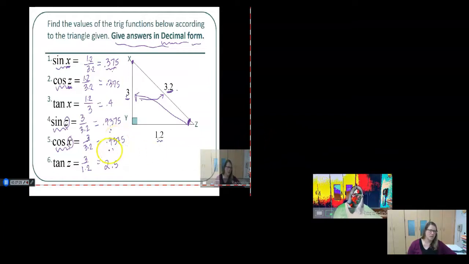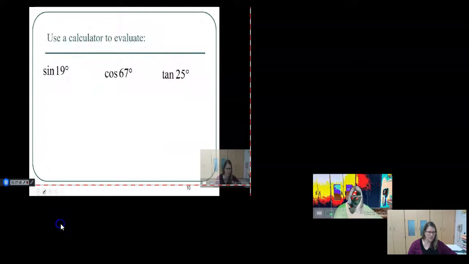But when I change over to angle x up here, angle x wants the adjacent side over the hypotenuse. The adjacent side to x is the opposite side for z, right? So that's why those will be the same. So if I have angle x and angle z, any two acute angles in a right triangle, the cosine of one will always equal the sine of the other.